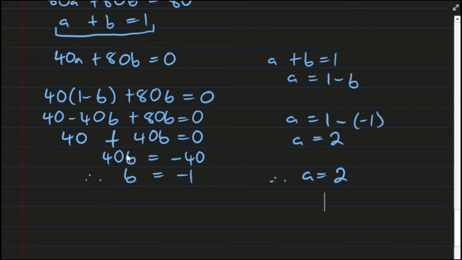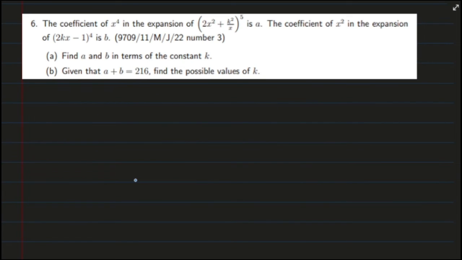Let's move on to our final question. The coefficient of x to the power 4 in the expansion of (2x squared plus k squared over x) to the power 5 is a. The coefficient of x squared in the expansion of (2kx minus 1) to the power 4 is b. Part A. Find a and b in terms of a constant k.